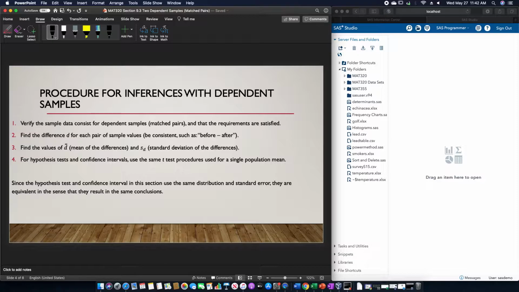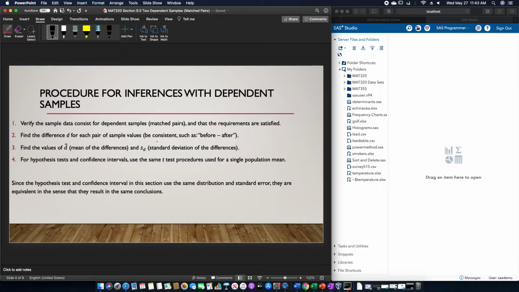The procedure in order to actually compute these inferences: we first need to verify the sample data consists of dependent samples or matched pairs, and that the requirements are all satisfied. Find the difference d for each pair of sample values. Be consistent. So if you're going to use one way, use the same way the entire time, such as before minus after, or after minus before. Doesn't particularly matter which one, but be consistent the entire time, since the order does indeed matter. Find the sample differences, the average of the sample differences, d bar, the mean of those differences, and the standard deviation of those sample differences.